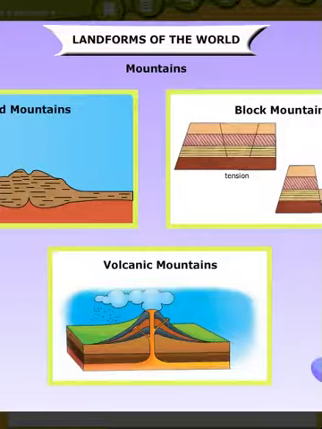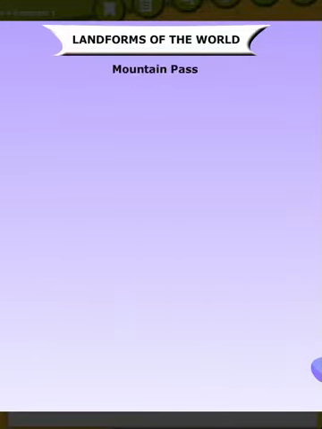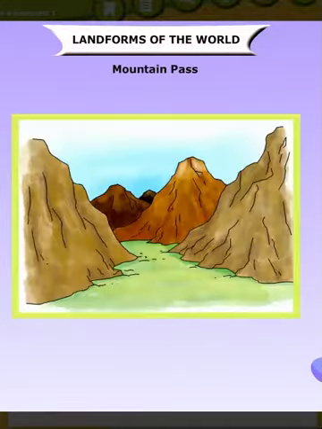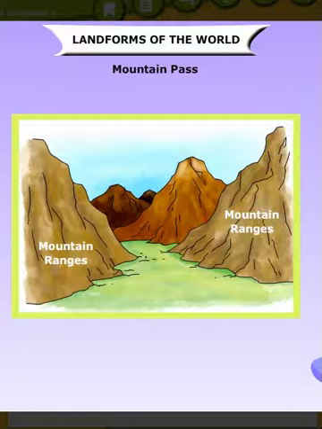The hot molten rock inside the Earth is known as lava. This cools up and becomes solid. These lava layers build up and form a cone-shaped volcanic mountain. The mountain ranges are sometimes so high that it is very difficult to cross them. There are narrow passages or gaps between the mountains, and these are called passes.